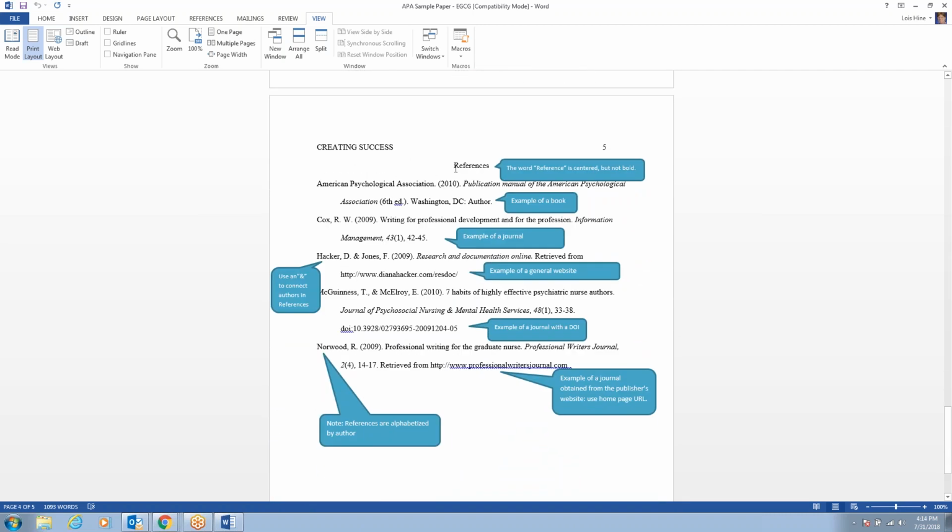Then you're going to do your reference page, and your reference page starts with the references. The R is capitalized, the rest of it's lowercase, it's not bold or anything, and it's centered. Then you're going to put in the references that you used. You list them in alphabetical order. I'm thinking APA. It's alphabetical order.